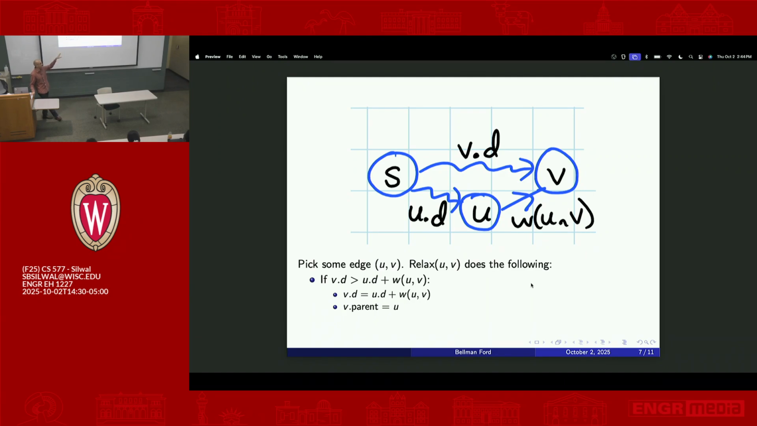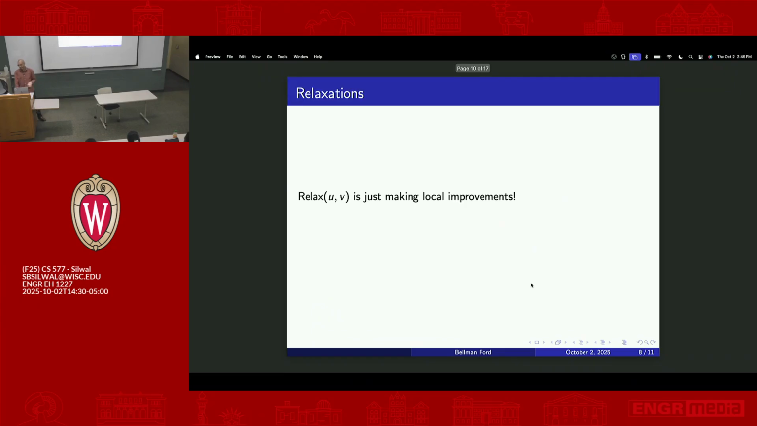Hopefully it makes sense that this operation never hurts. It seems like a sensible thing to do. If you're confused why this operation is interesting, that's a good time to ask a question. Okay. Like I said, it's just making local improvements.